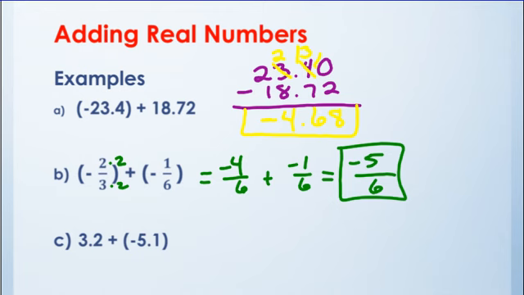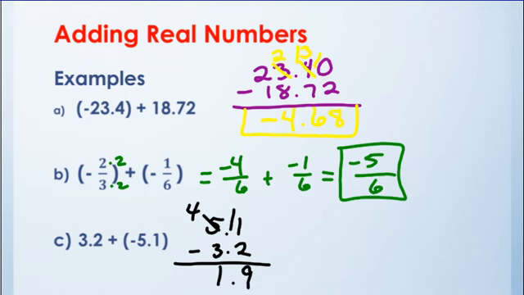And the last one here, 3.2 plus negative 5.1. The signs are different, so I need to subtract. And I always subtract the smaller number from the bigger number. When I subtract them, I can't take 2 away from 1, so I need to borrow. It gives me 4 here, it gives me 11. 11 minus 2 is 9. Bring my decimal point down. 4 minus 3 is 1.